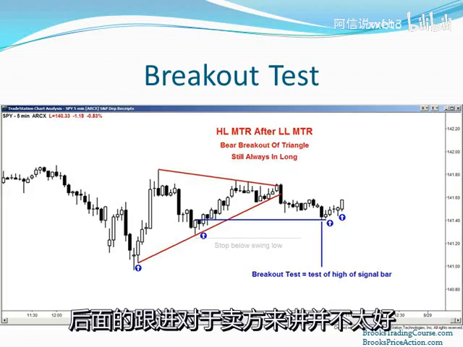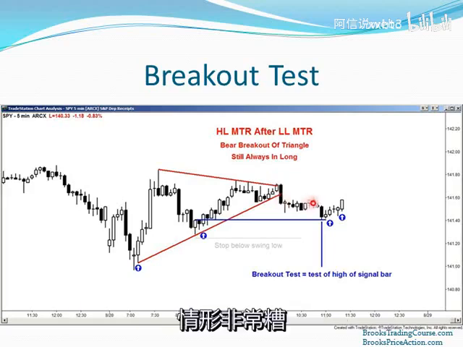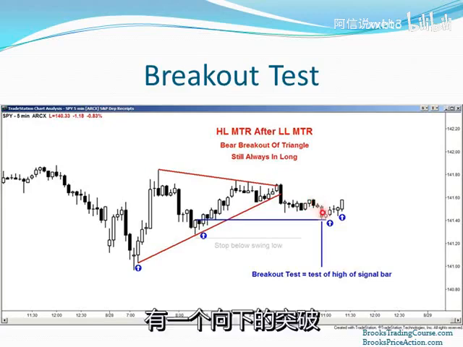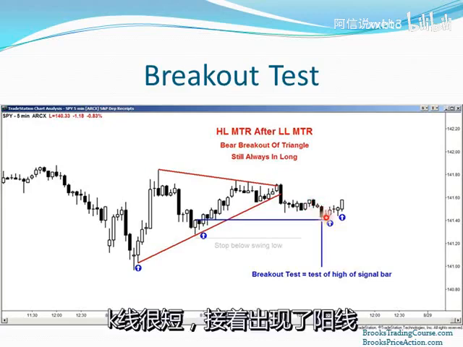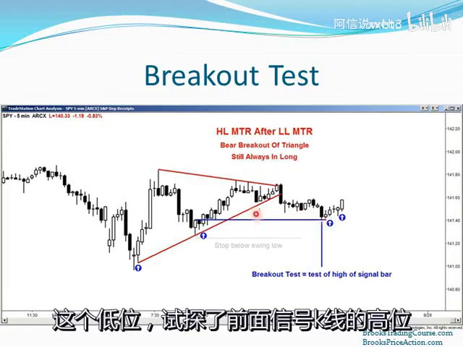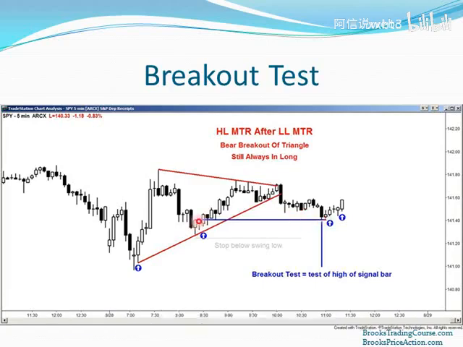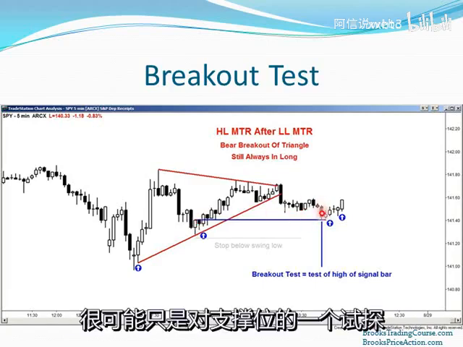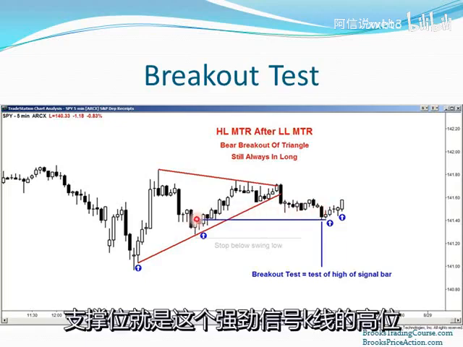And this is what we got. We got bad follow through for the bears. That's terrible follow through for the bears. Another bear breakout, small bar followed by a bull bar, and this low is a test of this signal bar high. So this sell-off might simply be a sell vacuum test of support, the high of the strong entry bar, bull signal bar.